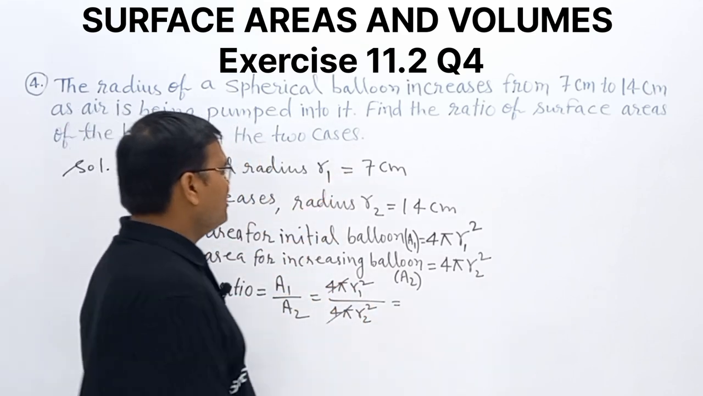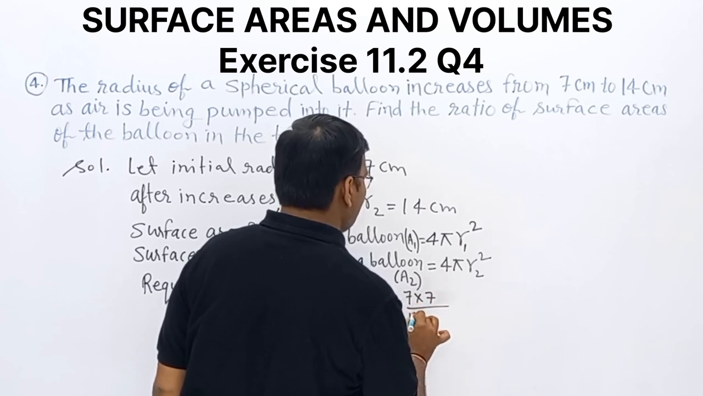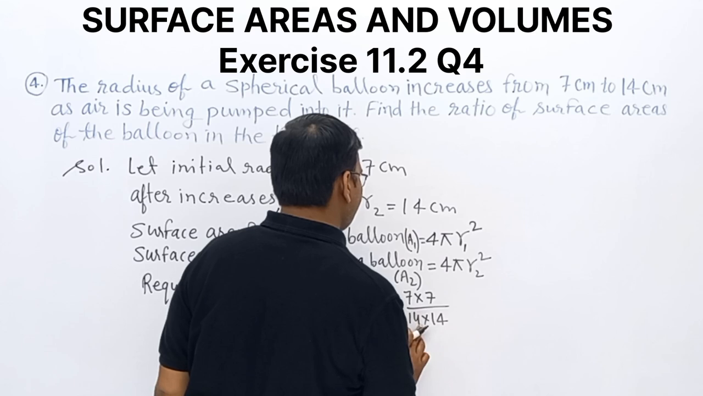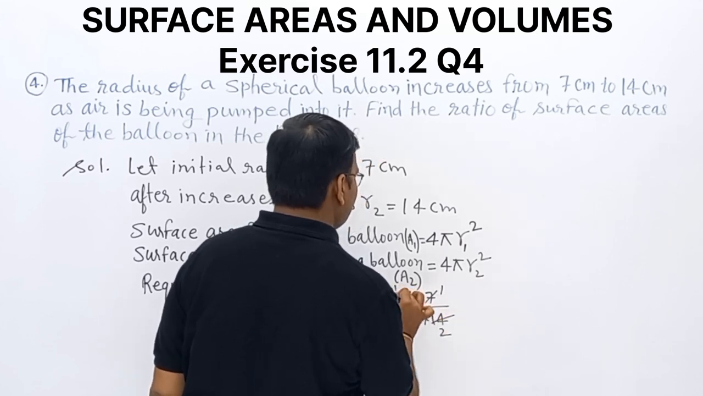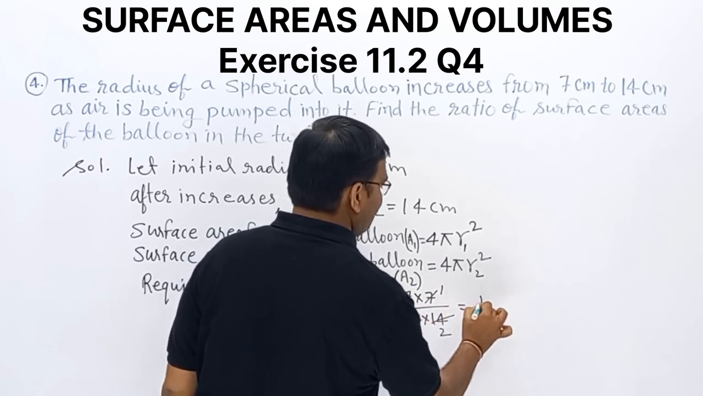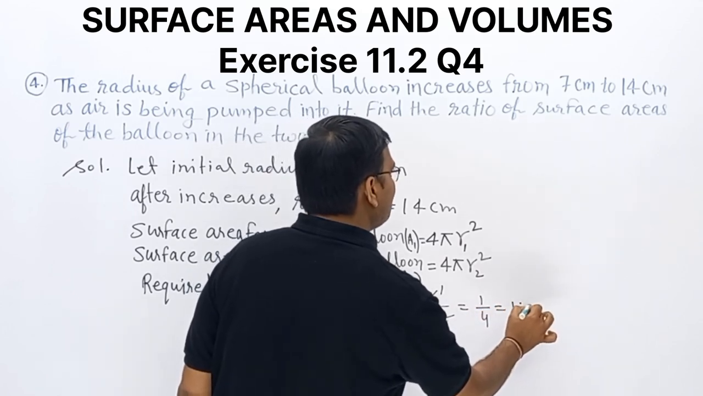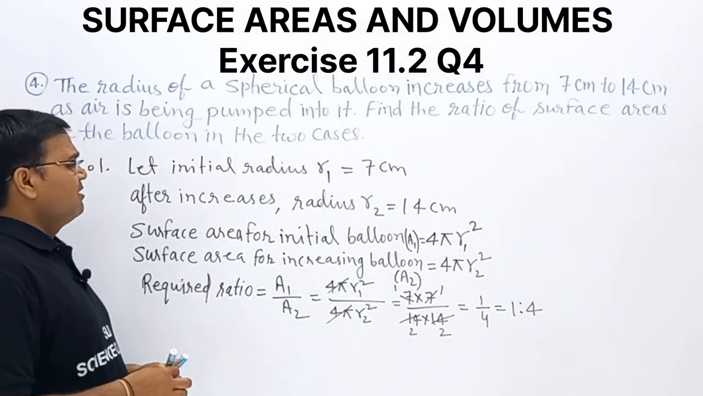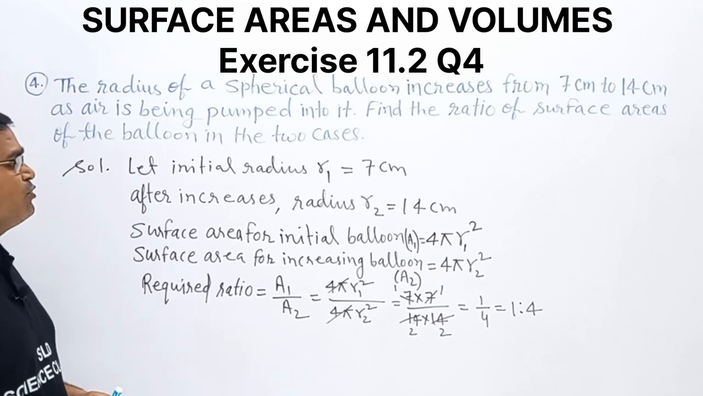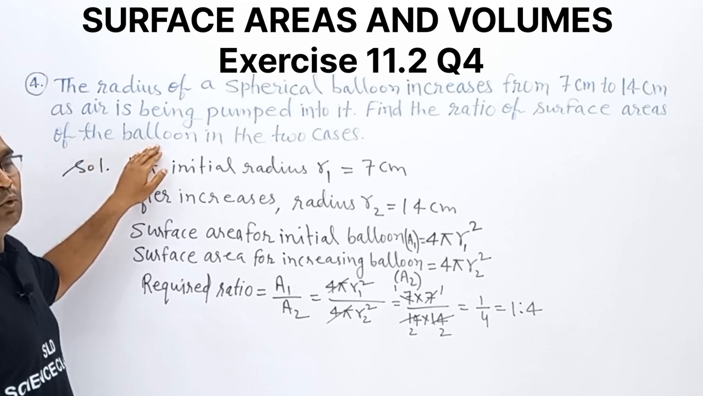R1 is 7 centimeter. So we can say 7 into 7 divided by R2, which is 14 into 14. Solve this. How will we solve? 7 ones are 7, 7 twos are 14, 7 ones are 7, 7 twos are 14. We get 1 by 2 twos are 4, 1 by 4. So the required ratio is 1:4. Simple question, not hard. 1:4 is the required ratio of surface areas of the balloons.